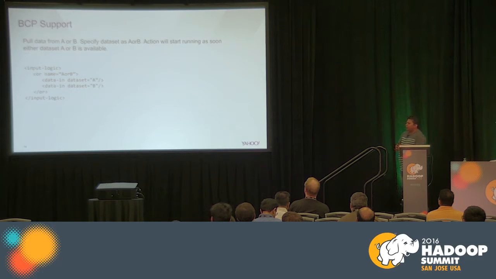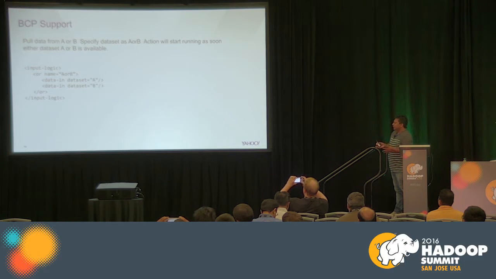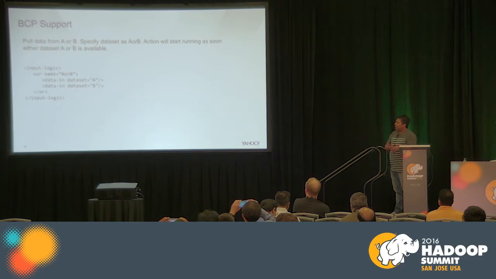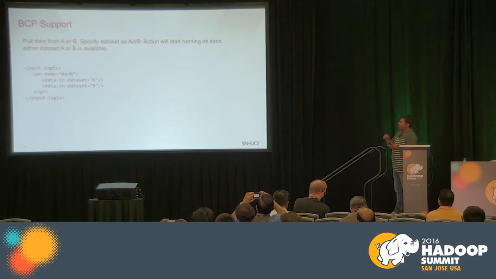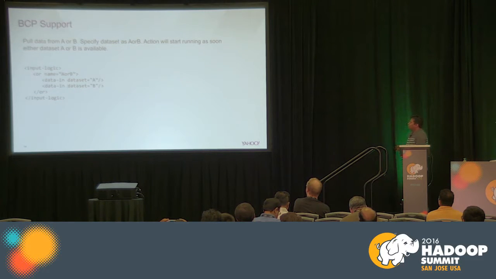Let's see how we can use that to solve a BCP requirement. Suppose I have data in a primary colo and in a secondary colo. Even if data is not available in the primary colo, I should be able to go ahead with the secondary colo. And that can be done using the OR operator. This input logic can be added to the coordinator XML, and it says to start processing even if my data A or B is available, where A can be the primary and B can be the secondary colo.